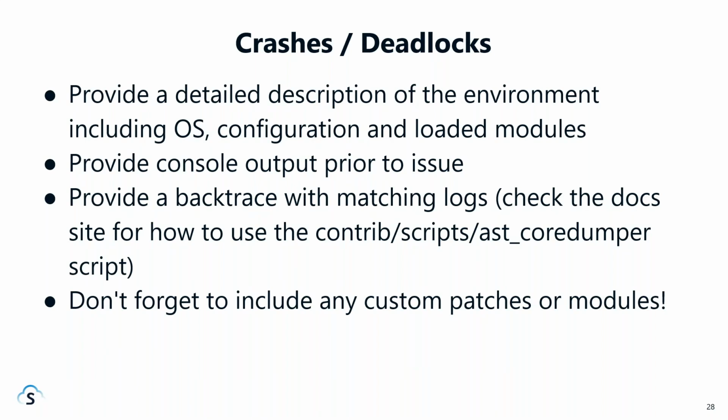But the best thing to actually provide when it comes to crashes and deadlocks is a backtrace. We have a shell script that we've put together called ast_coredumper that we ship with Asterisk, which tries to do its best to get usable backtrace information. So we'll go and look for core dumps and extract those out. You can put them into tarballs so you can send them off. And it also has an option for getting a backtrace if Asterisk is deadlocked in some manner.